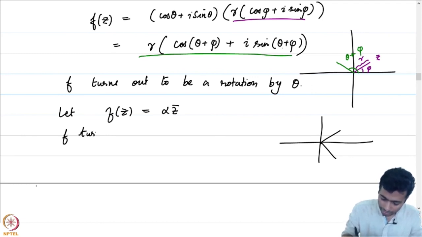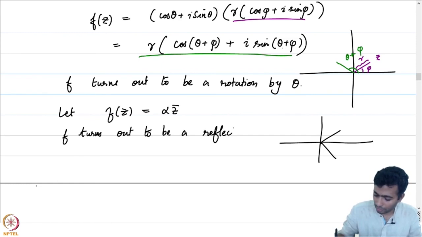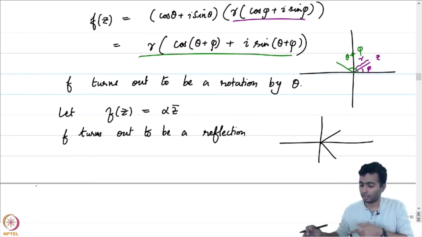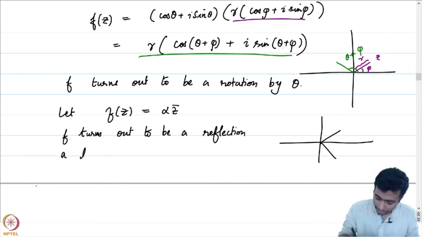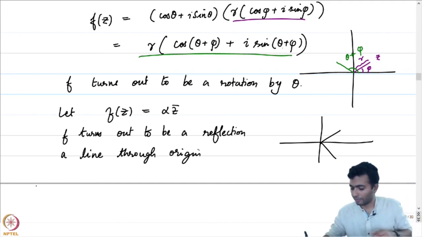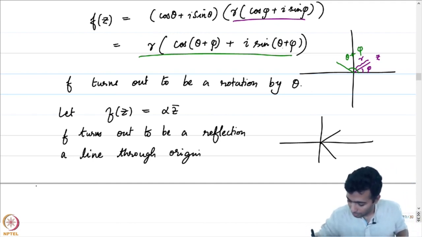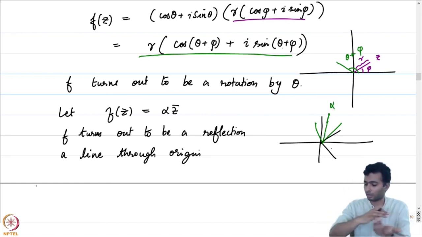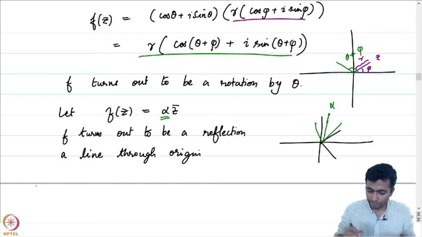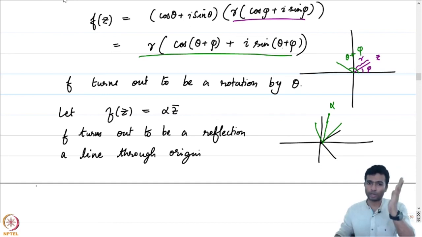f turns out to be a reflection. Now the reflection is not going to be along the real axis, but along a line through alpha, so through the origin. Notice that everything is now going to be rotated. If this is our unit vector alpha, everything is going to be rotated by theta when you multiply by alpha, and therefore the reflection will now be along a different line, the one which goes through alpha.